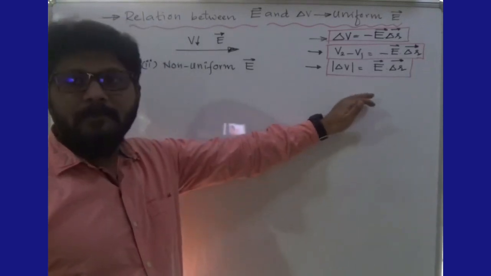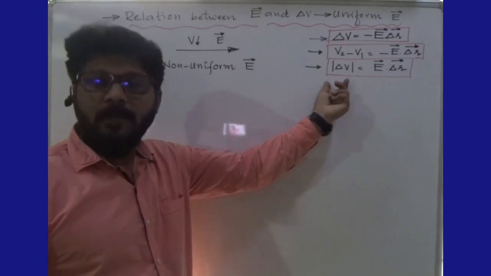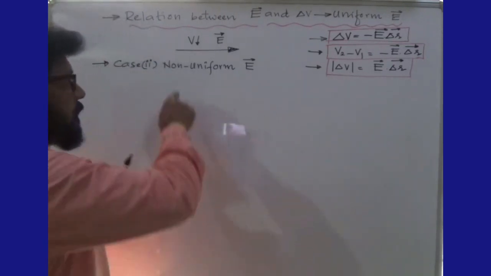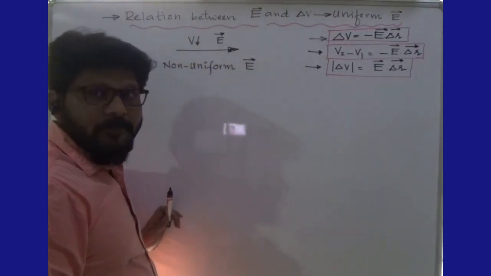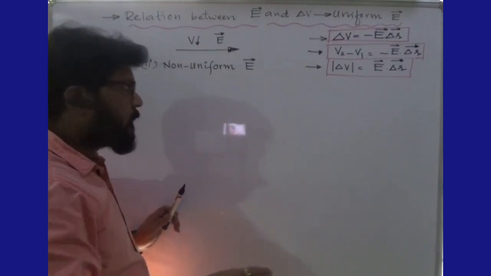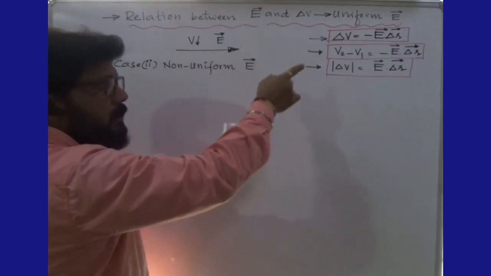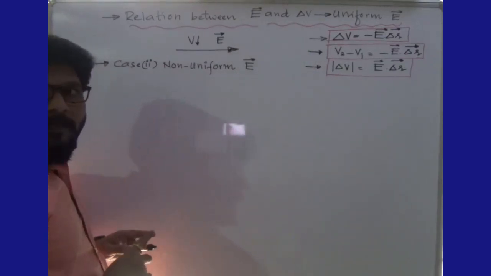By the concept method, what is the concept that we use? If I use this formula, what is the concept that I am going to use here? In the direction of electric field, potential will decrease. So based on this we did some numericals. Now today we are going to discuss the relation between E and delta V in a non-uniform electric field.